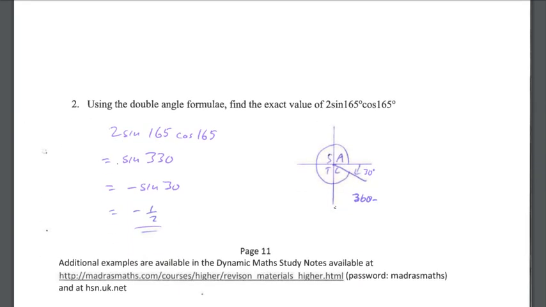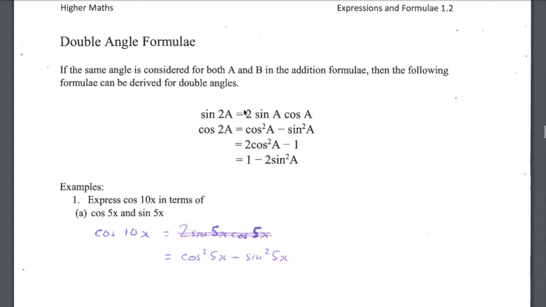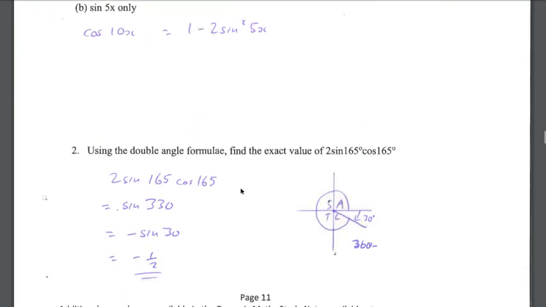Question 2. Using the double angle formula, find the exact value of 2 sine 165 degrees cos 165 degrees. So I've got 2 sin cos. So let's have a quick look back. 2 sin cos is just sin of 2a. So sin of double the angle that we're given on the right hand side here. So my angle is 165. So 2 sine 165 cos 165 is just the sine of 2 times 165, which is a sine of 330.